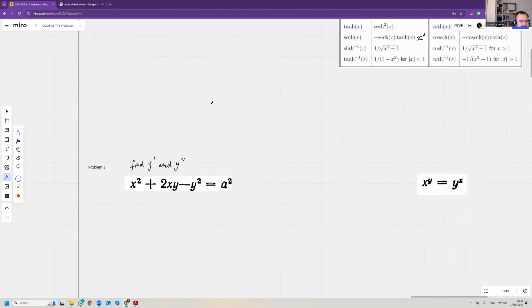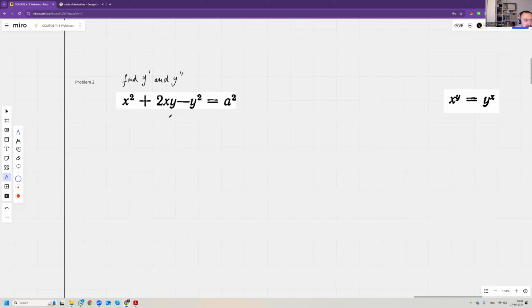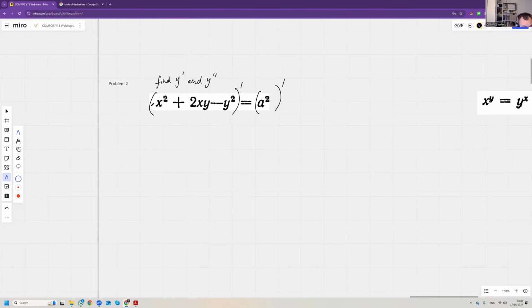Okay, so let's find the first and second derivative of y. So here, of course, we need to differentiate. And because differentiation is linear, we're allowed to differentiate term by term. That means the derivative of x squared is 2x x prime, plus 2xy, so it's going to be 2x prime y plus 2xy prime. I'm using the product rule here, and I'm leaving the 2 intact.